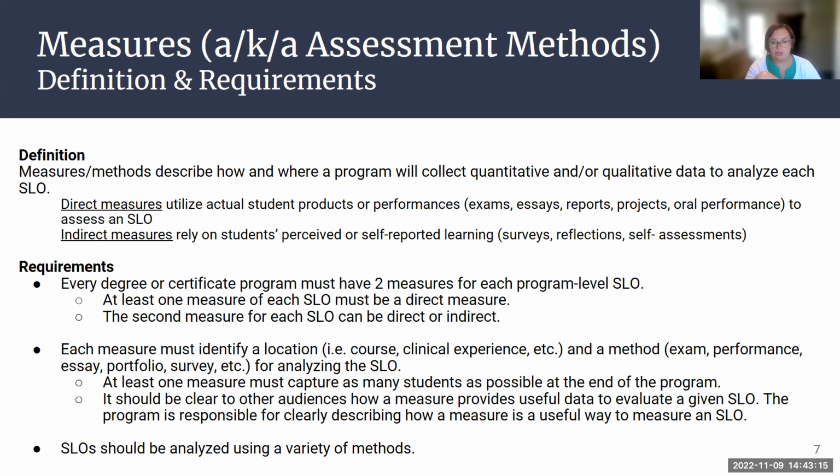For each measure, when you're writing out your plans, try to be as specific as you can in describing what that measure is so that someone outside your program can understand what it is. So a location, where is it happening? Is it in a course? Is it outside of a course? Is it a major field test? Is it a clinical experience? And what's the actual method and how specific can you be about that? So is it an exam? Is it a portfolio? Are you giving students a survey? What is that? Where is that happening?